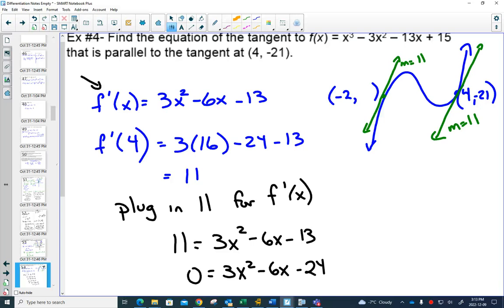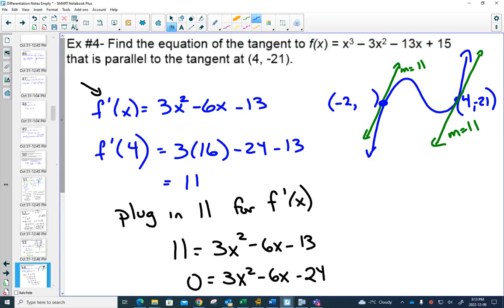Would you agree that that point is on the blue graph? You have the equation of the blue graph. So you could just plug in minus 2 into the equation of your blue graph, right? Be minus 2 cubed minus 3 times minus 2 squared minus 13 times minus 2 plus 15. So minus 8 minus 12 plus 26 plus 15. You get positive 21.